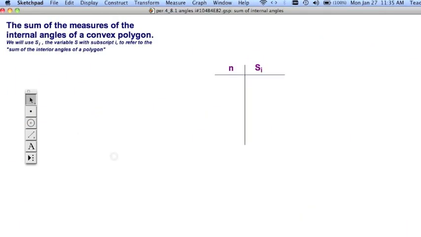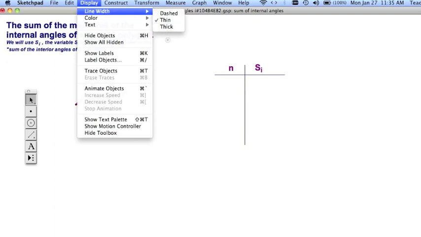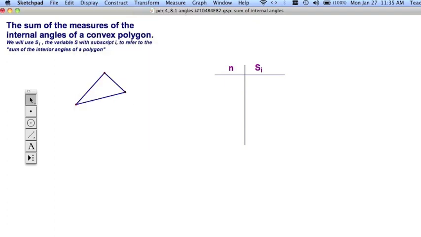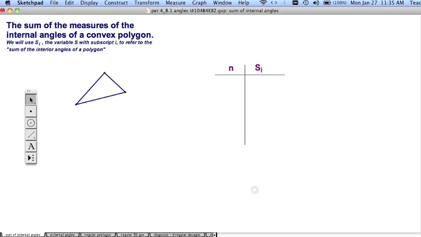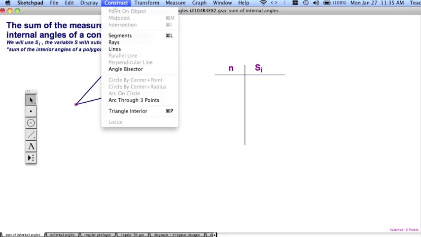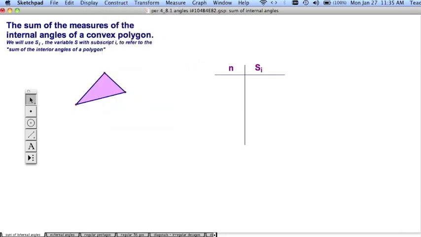All right, so let's get started. And the first thing we're going to do is draw a triangle. Everyone draw a triangle. 1, 2, 3 sides. Random triangle. And when we draw this triangle, yes, you can shade it if you'd like. You can go click, click, click. Construct triangle interior.